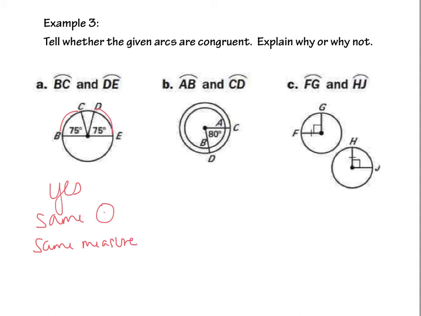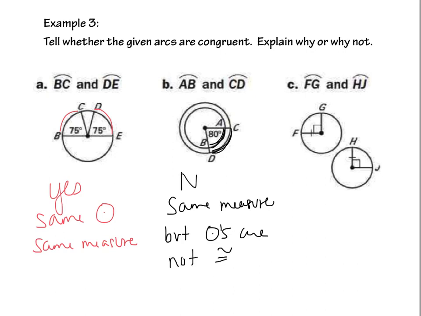Okay, for B, we have arc AB and CD. They are the same measure, but the circles are not congruent. So that would be a no. They are not congruent arcs.